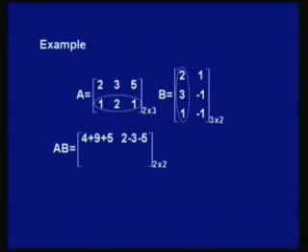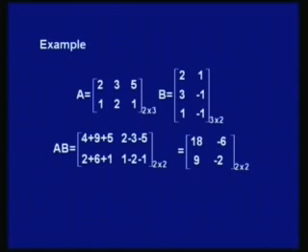The next element is the second row, first column element. So the second row of A is to be multiplied with the first column of B, and the result will be 2, 6 and 1. And the last element is second row, second column. So 1 multiplied by 1, 2 multiplied by minus 1, 1 multiplied by minus 1 gives me the result as this. So product AB is possible, and the result is this 2 by 2 matrix.